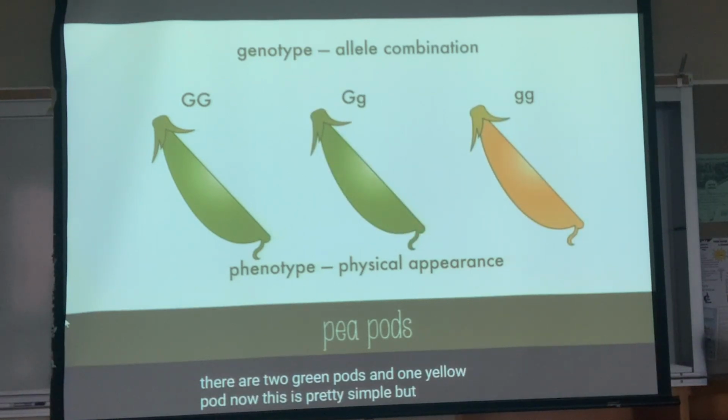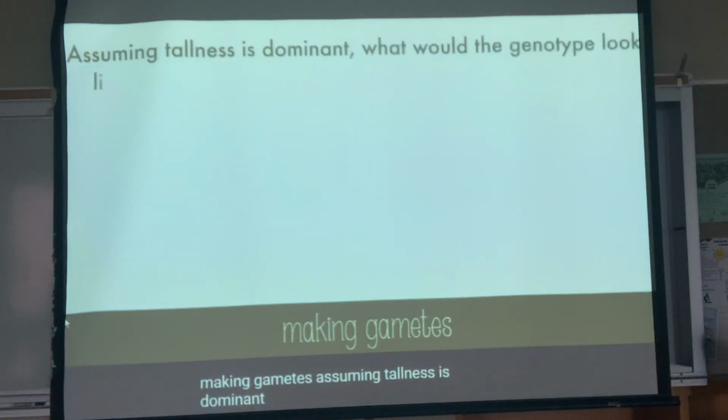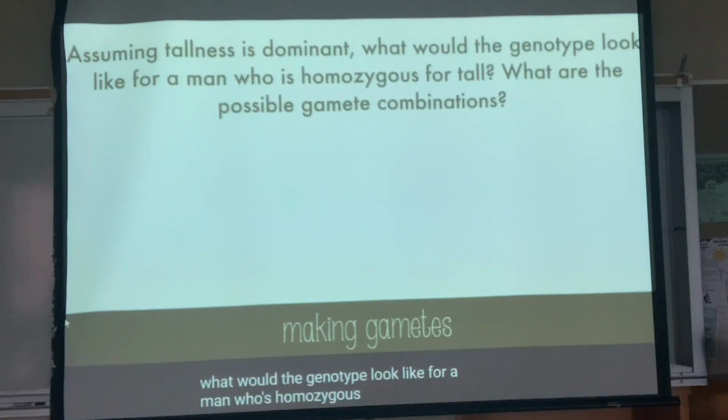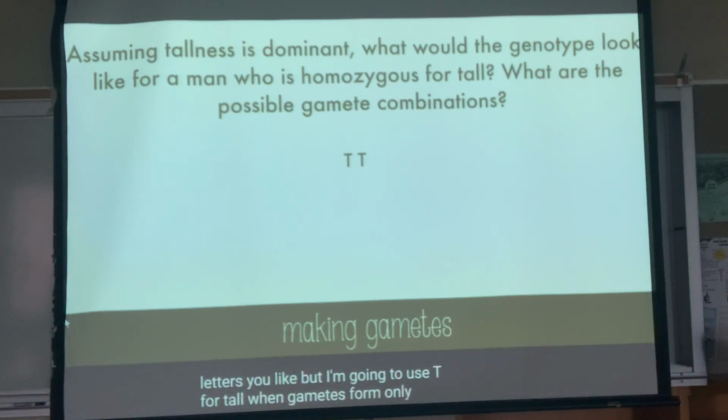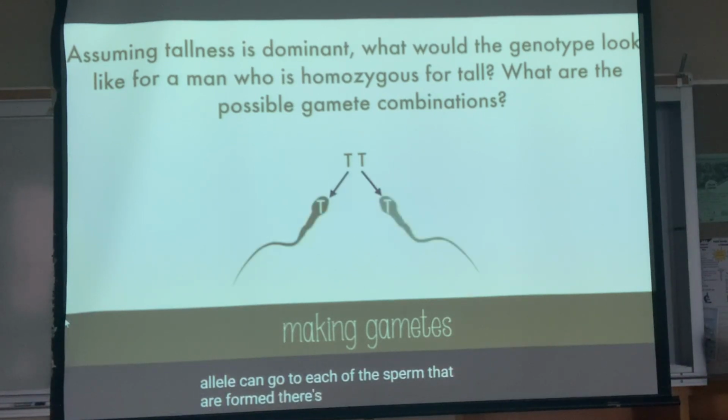Now this is pretty simple, but let's try thinking about this in terms of making gametes. Assuming tallness is dominant, what would the genotype look like for a man who's homozygous for tall? And what are the possible gamete combinations? Now because tall is dominant, this would be a homozygous dominant genotype, 2 capital letters. Again, you can choose any 2 letters you like, but I'm going to use T for tall. When gametes form, only half of the DNA is in each cell, so only 1 allele can go to each of the sperm that are formed. There's only one possible gamete combination in this case, capital T, the tallness gene.